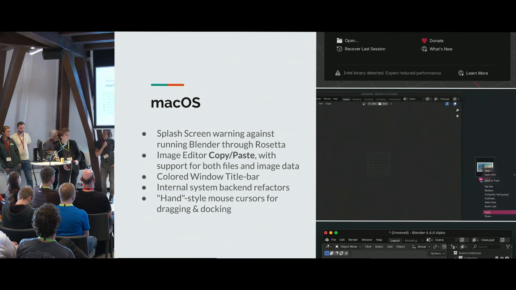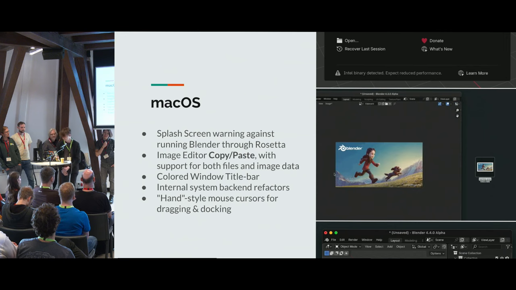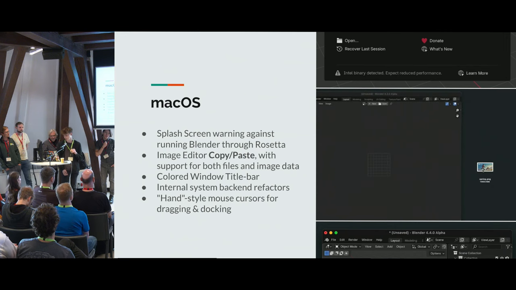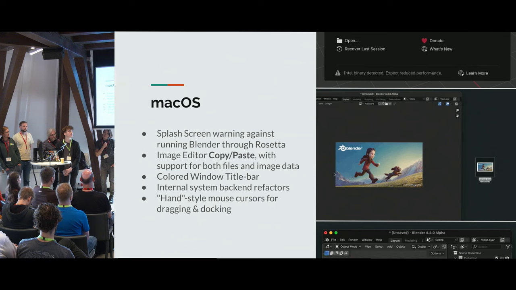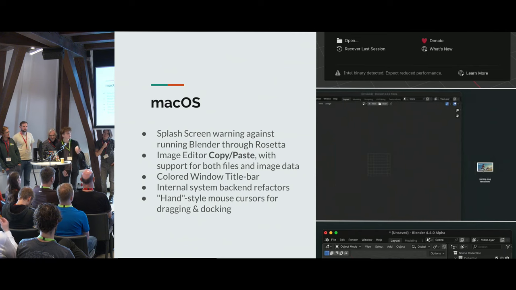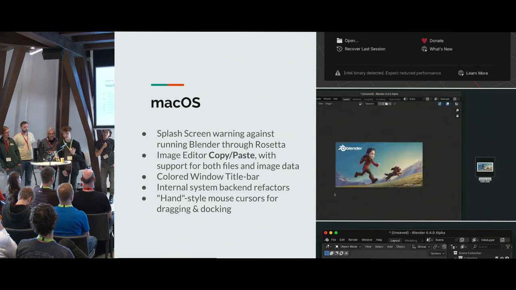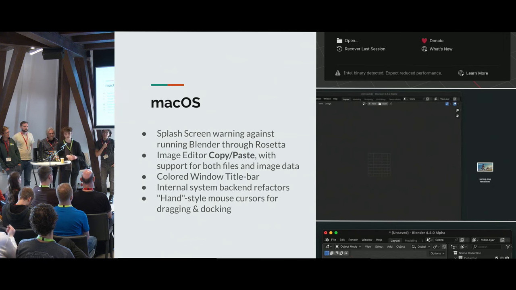So as some of you may know, Macs are slowly moving to a new architecture, which is ARM-based, which they call Apple Silicon. And they still let you run all binaries from Intel. But the thing is that if you do run an Intel binary on an Apple Silicon Mac, you will get heavily reduced performance. But before this, you wouldn't get a warning. You would just run the thing and performance would be destroyed and you wouldn't know.